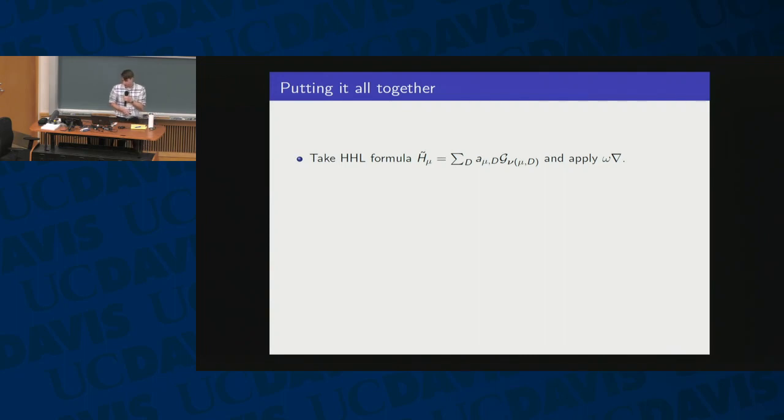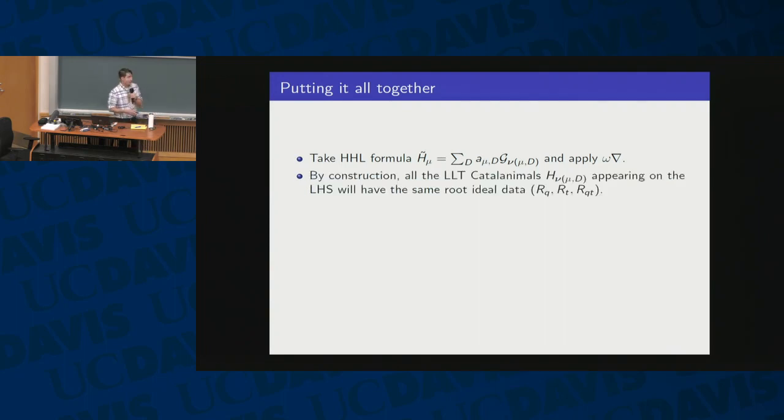But sort of the important feature is, okay, we have this Haglund-Haiman-Loehr formula, and we apply omega nabla to it, but importantly, by construction, all of the LLTs that are showing up here, because they're just tuples of these ribbons that are all aligned in the right way, each one of those Catalanimals is going to have the same root ideal data, the RQ, the RT, and the RQT. They all have the same one, and only the weight is varying among them, for a fixed MacDonald polynomial.